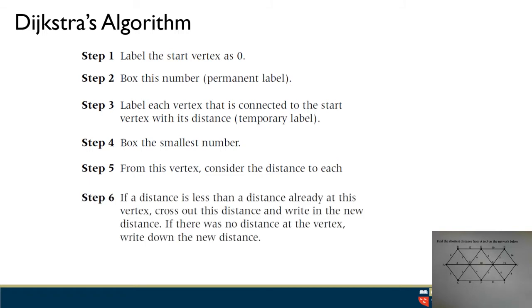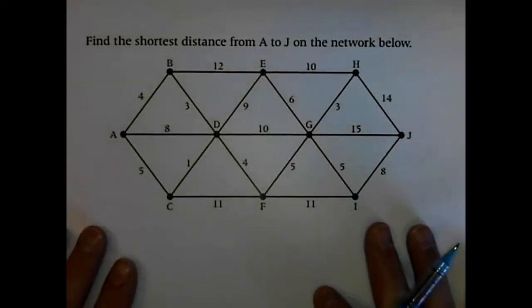And if the distance is less, then we will cross out the distance that we already have at that vertex and write down the new one, and if it's not less, then we will just ignore it. And finally we will repeat step 4 until the destination vertex is boxed, permanent, shall we say. Okay, now the thing to remember is that we are just going to do this quite logically and rhythmically and carefully throughout the whole of the network.